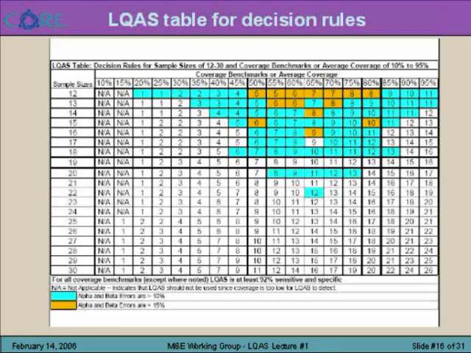This LQAS table will let us identify the decision rule based on the sample size per supervision area located in the rows of this table, and the coverage benchmark or average coverage located in the columns of this table. With these two pieces of information, we will be able to identify that third piece of information, which is the decision rule. With these three pieces of information, and with the data collected from the survey, we will be ready to analyze the data and make informed decisions.